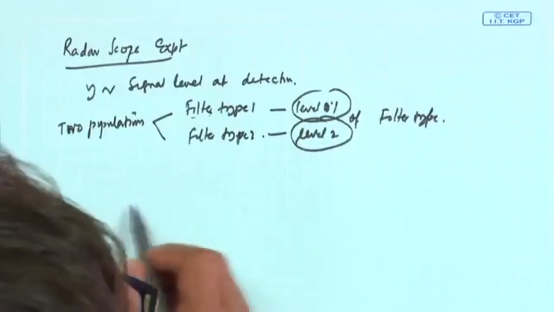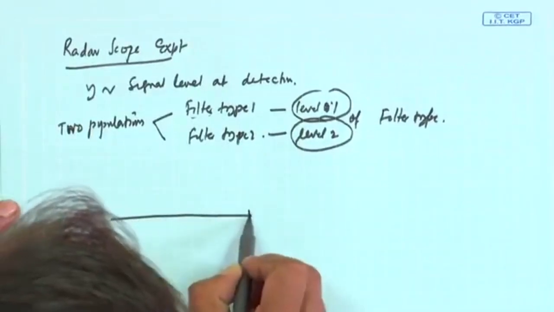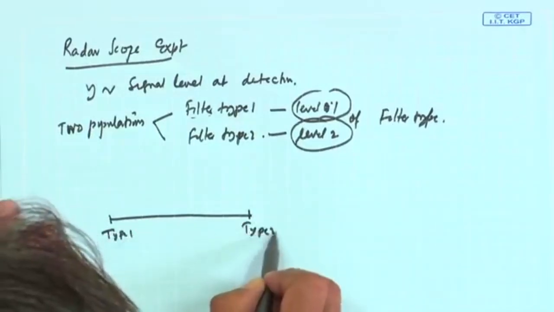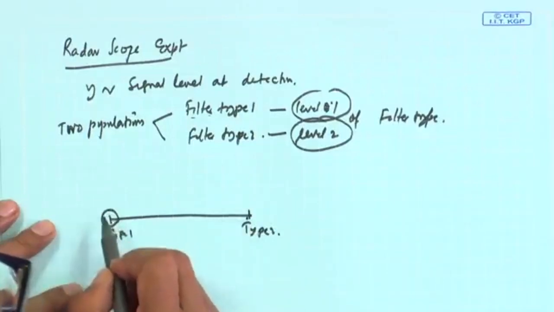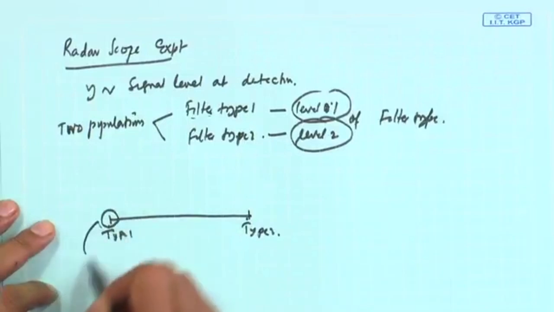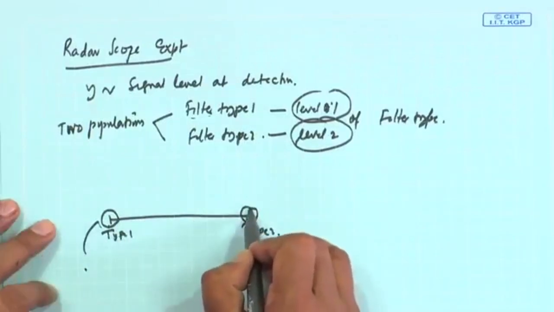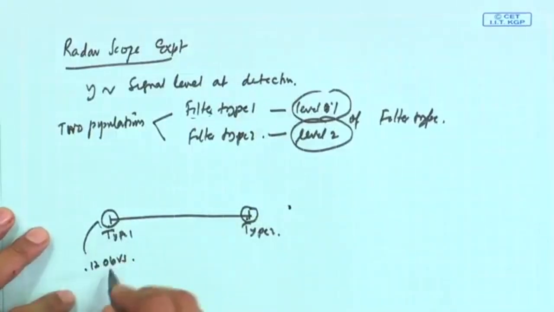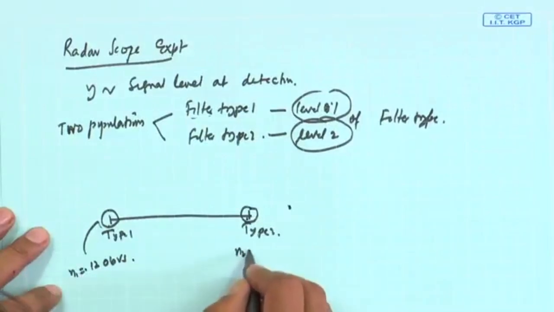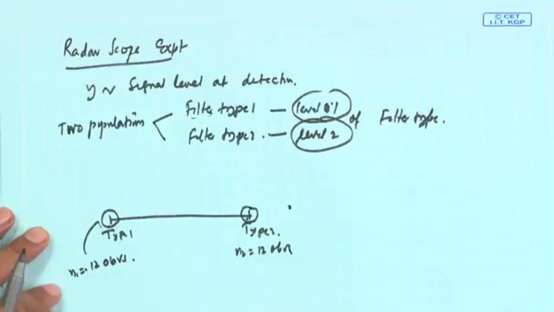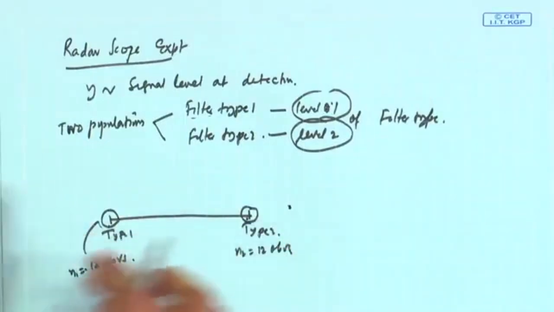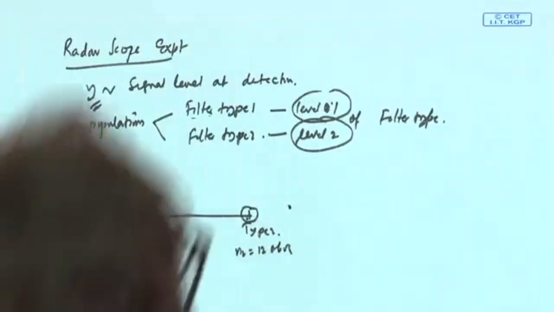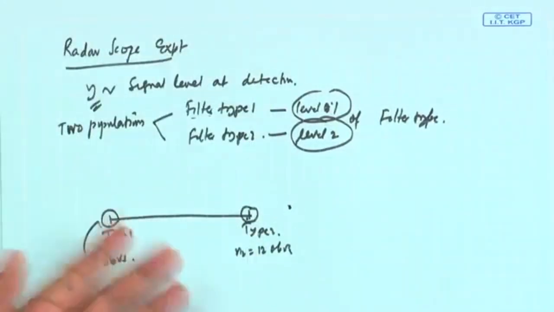Otherwise I can say that you are doing the experiment with type 1 filter and type 2 filter. Whatever result you are getting, we are saying it is coming from population 1, and whatever result you are getting here is coming from population 2. So, n1 equal to 12 observations, and n2 equal to 12 observations, you have collected. Your sole interest is to see whether the mean y will differ for the two or not. That is important, because when your factor has two levels you can do this.